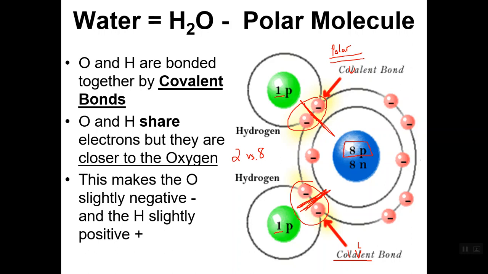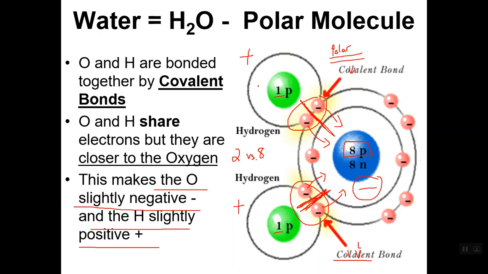They pull these electrons closer to the oxygen, because the protons are going to attract those negative electrons. The electrons are actually going to spend a little more time around the oxygen as a result. That's going to make the oxygen slightly negative. And because the electrons spend less time around the hydrogens, the hydrogens become slightly positive.